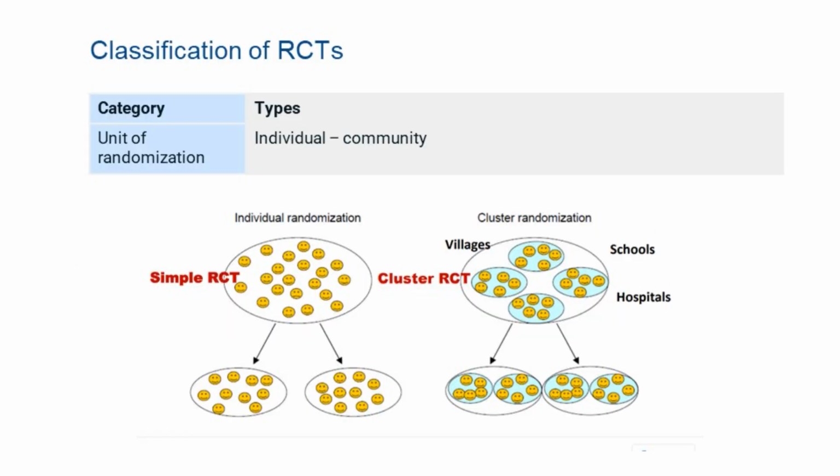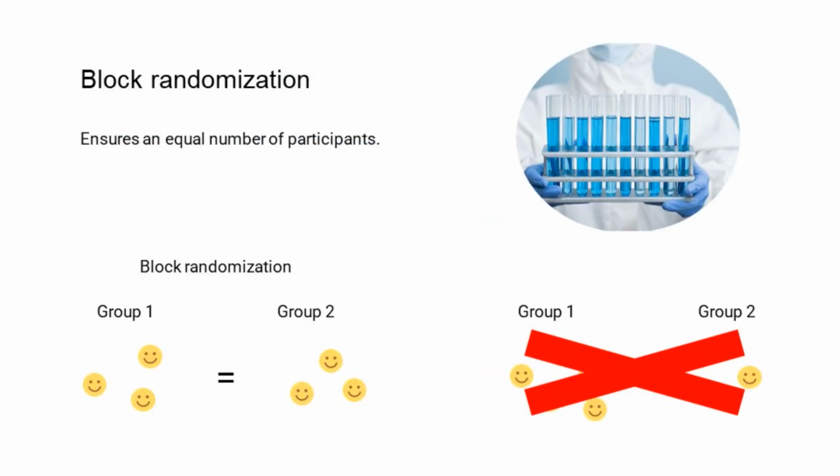This leads to the concept of the unit of randomization. In cluster randomization, the unit isn't a single individual but an entire group, a cluster. For example, clusters could be students in the same school, residents of the same village, or patients in the same hospital. Each cluster is treated as a single study unit and is assigned to either an active intervention or a comparison group.